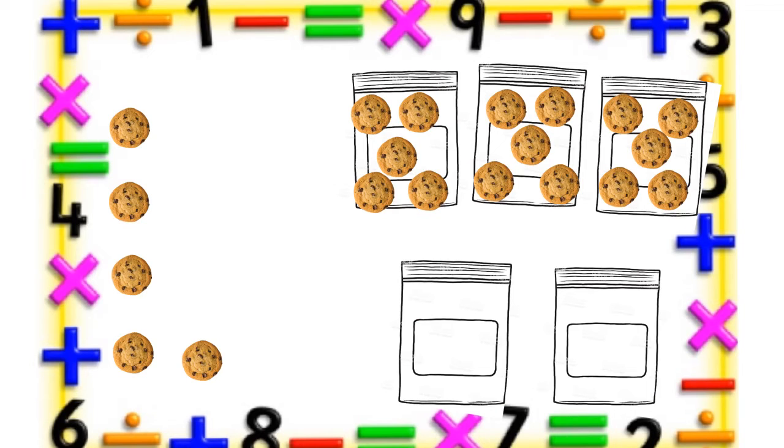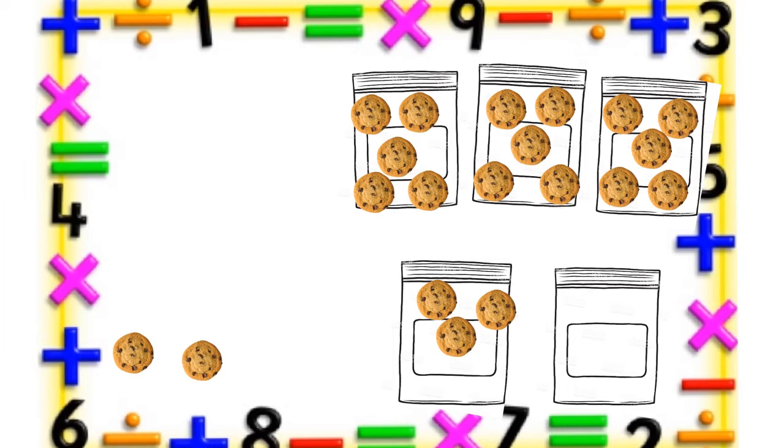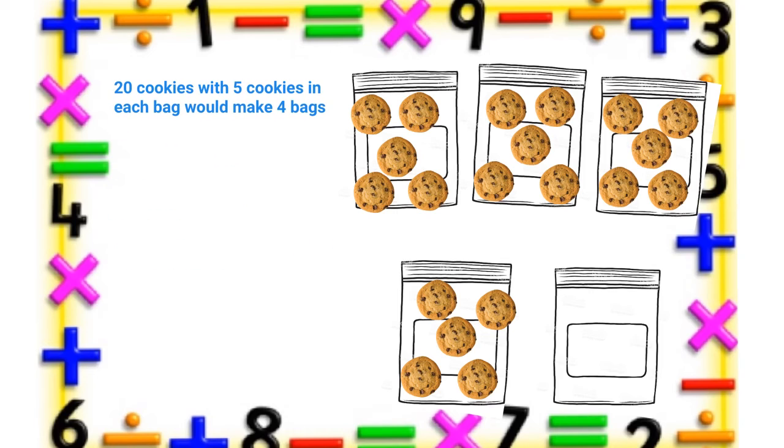I wonder if the cookies will fit in bags of 5. Let's see. Again, that worked out perfectly. So 20 cookies with 5 cookies in each bag would make 4 bags of cookies. Therefore, 20 divided by 5 equals 4.